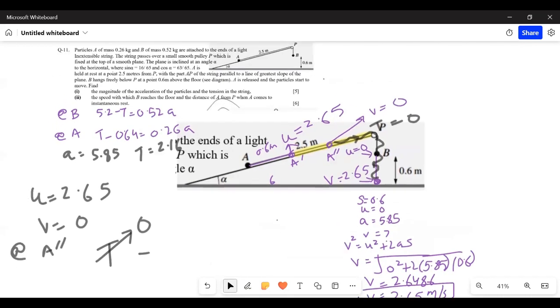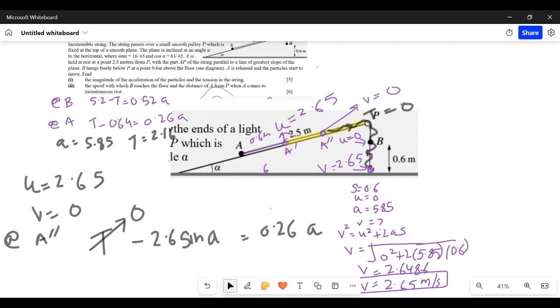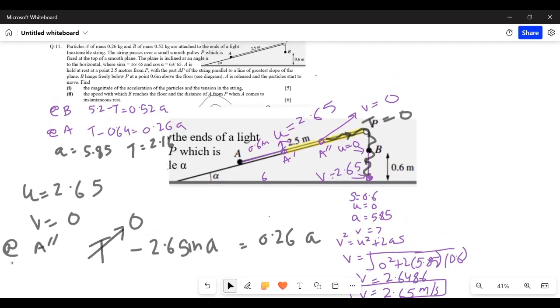So 2.6 cos alpha. Sorry, that one is sin alpha. Not cos, cos is for R. Okay, is equal to ma. A is what we have to find. Sin A you already know, it's 16/65. Now find A from here.